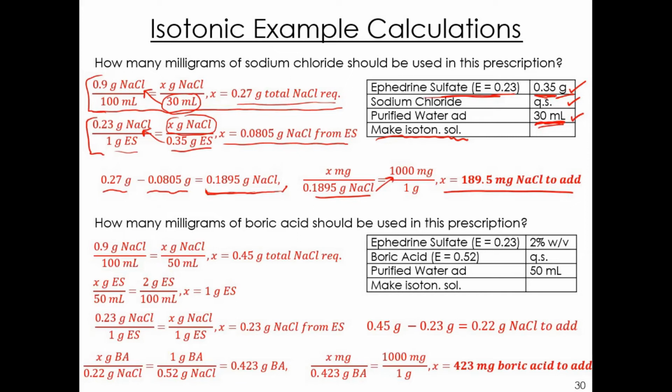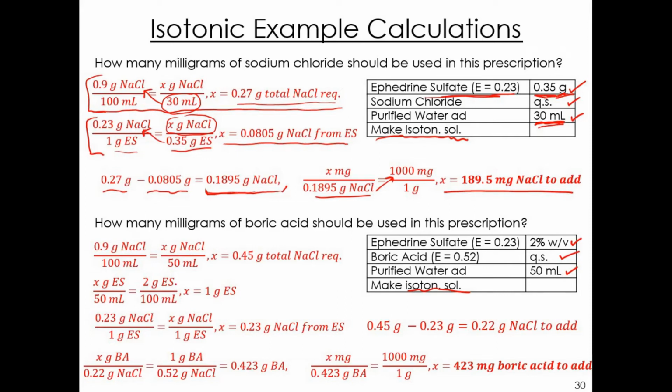In the next problem, we ask how many milligrams boric acid should be used in this prescription. This time the prescription, even though it still uses ephedrine sulfate, now gives a concentration of ephedrine sulfate. So we want a 2% solution of that rather than just a mass. And this time the prescription also specifies using boric acid to make the solution isotonic. So we'll put a quantity sufficient of boric acid in there instead of sodium chloride. And then our total solution volume, we'll add enough water to get to 50 milliliters.